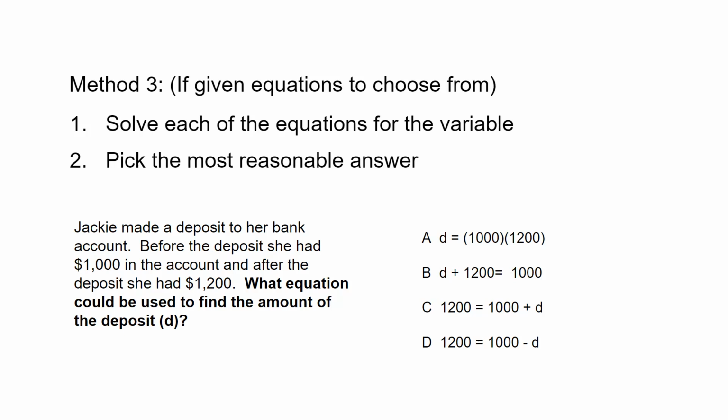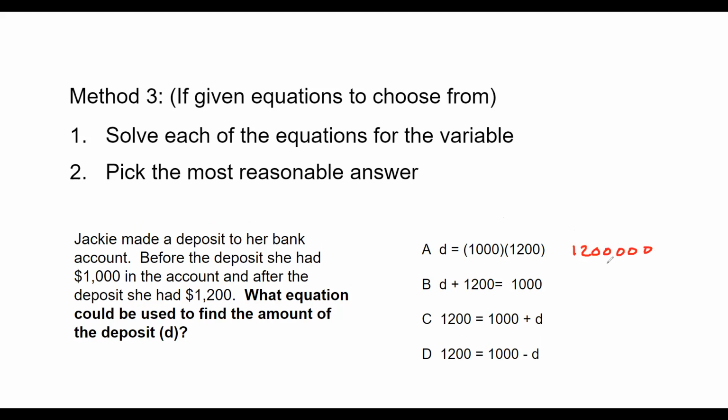If I were to do that for these, we will get this as our first answer. It's probably not 1.2 million. For B, I would subtract 1,200 from both sides, and that would give me D is equal to minus 200. I didn't make a negative deposit, so that doesn't make any sense. In C, I would subtract 1,000 from both sides. That would give me D equals 200.